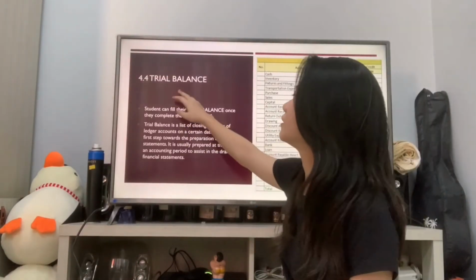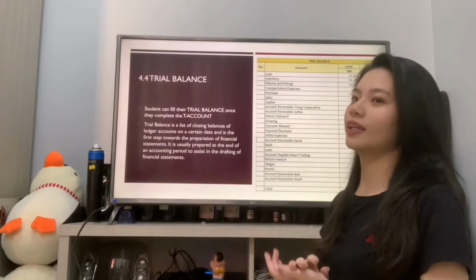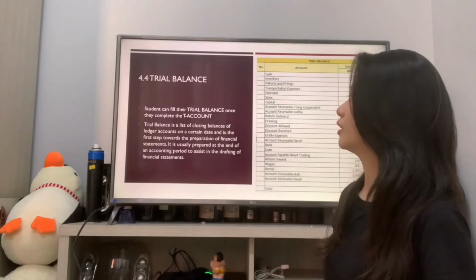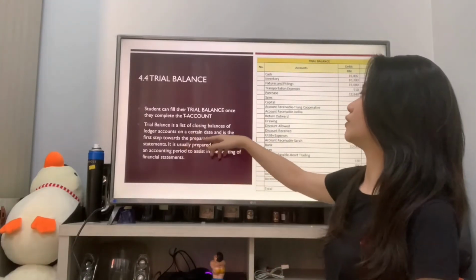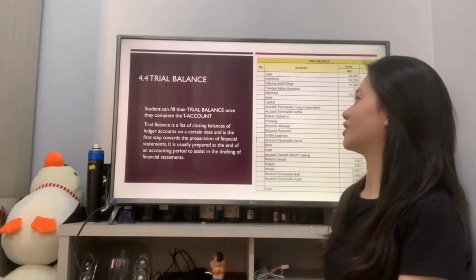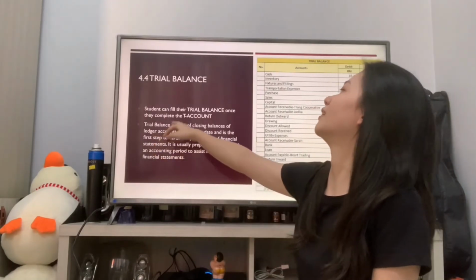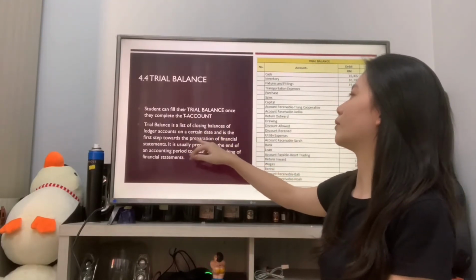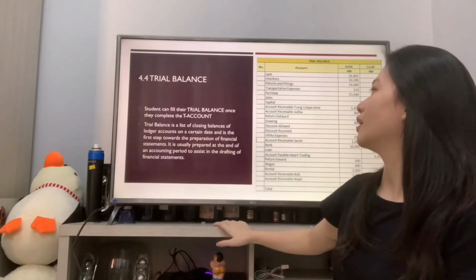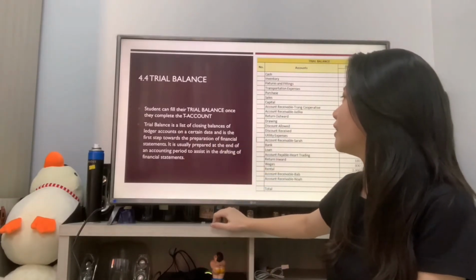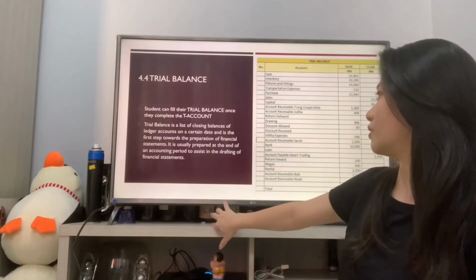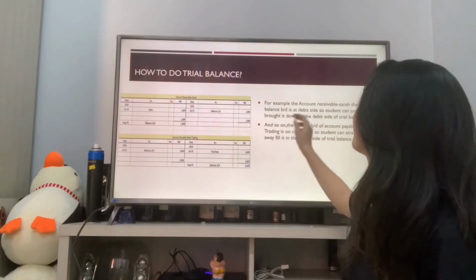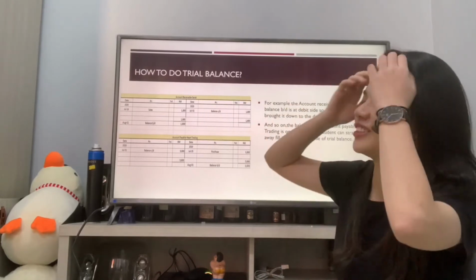Next one is trial balance. Students can fill in their trial balance once they complete their T account. A trial balance is a list of closing balances of ledger accounts. A ledger account can also be called a T account, as of a certain date, and it is the first step of the preparation of financial statements. It is usually prepared at the end of an accounting period to assist the drafting of financial statements. How to do a trial balance? For example, this one, account receivable Sarah.